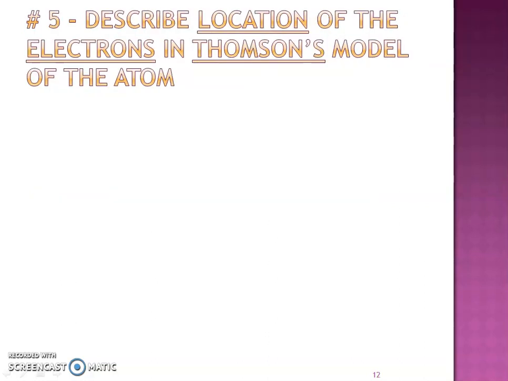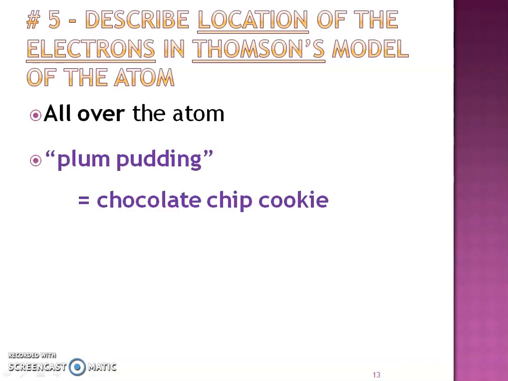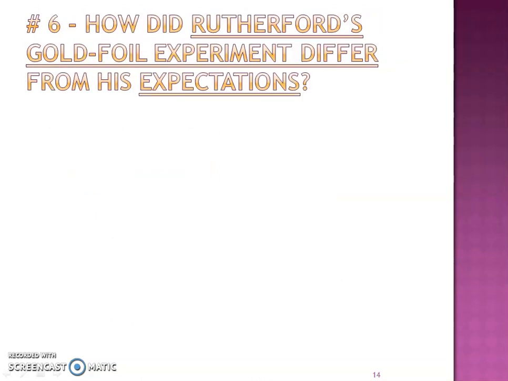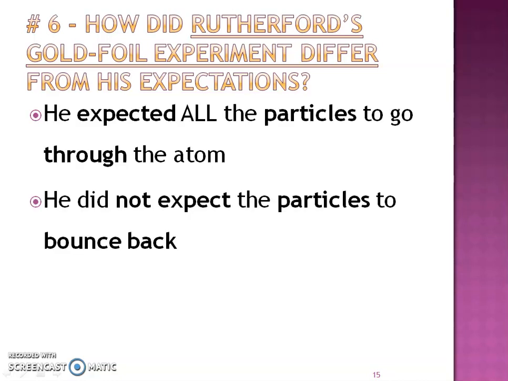Number 5. And remember, in your book or Bozeman Science, they talked about the plum pudding model. I like to compare it to the chocolate chip cookie model. Number 6. Again, this is asking in Rutherford's gold foil experiment, what did he expect versus what really happened? And there's your answer. Again, pause and read over that and make sure that it makes sense.